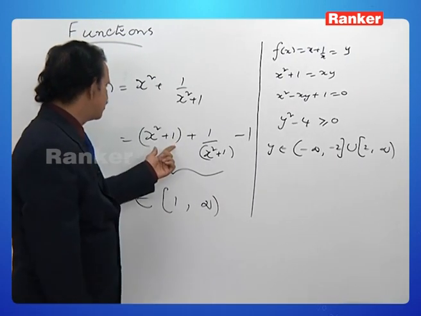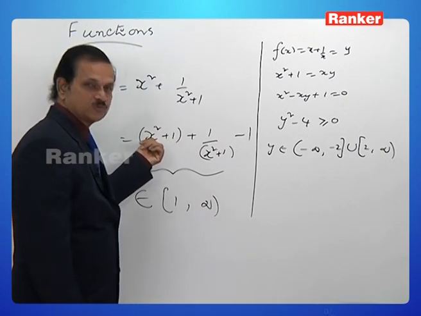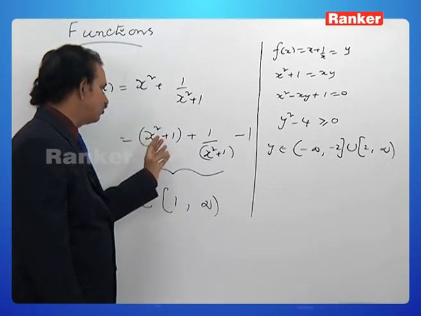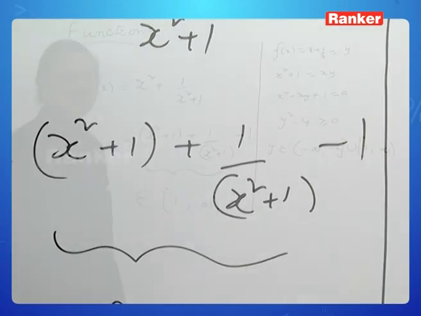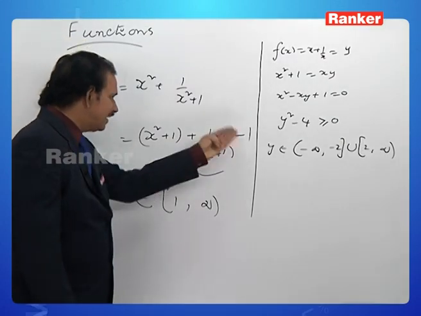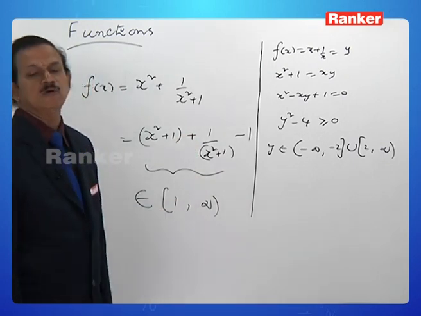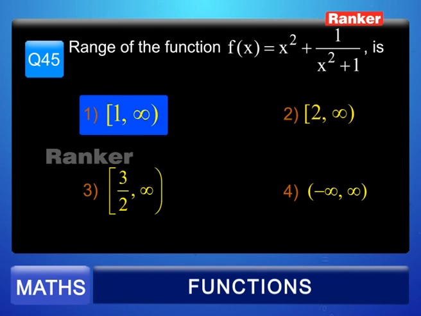But here we are assured that x square plus 1 is strictly positive. X square is a perfect square, non-negative. So 1 plus x square is strictly positive. For a positive number, the number plus 1 by that number should lie in the closed interval 2 to infinity. But this minus 1 therefore belongs to the closed interval 1 to infinity. Therefore, the correct option among the given is the first option, that is closed interval 1 to infinity.